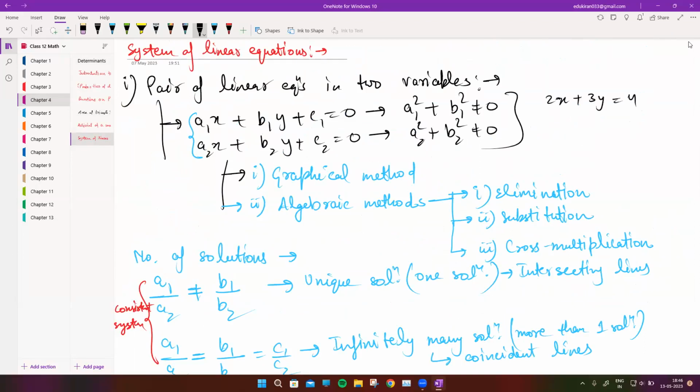...is equals to 4 and x minus y plus 7 is equals to 0. Can you identify A1, B1, C1 and A2, B2, C2? For this pair of linear equations of two variables, just identify A1, A2, B1, B2 and C1, C2. So what will be A1 in this case?